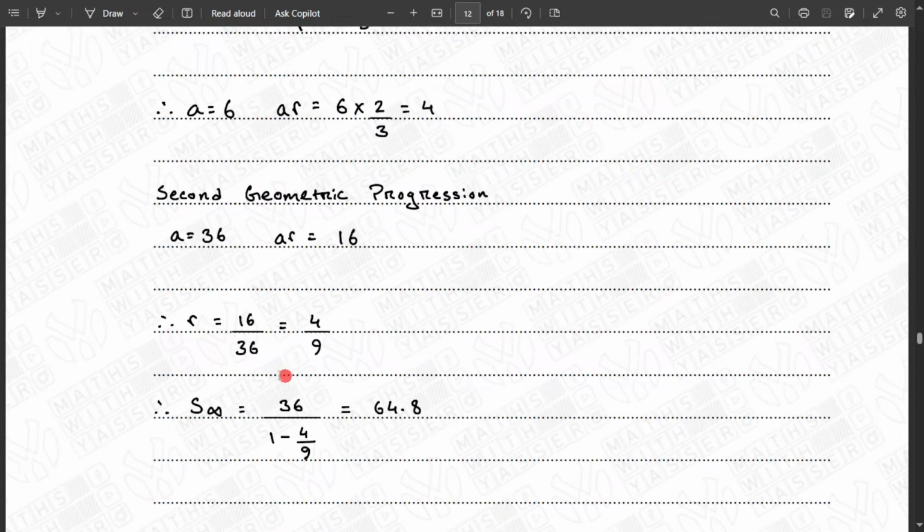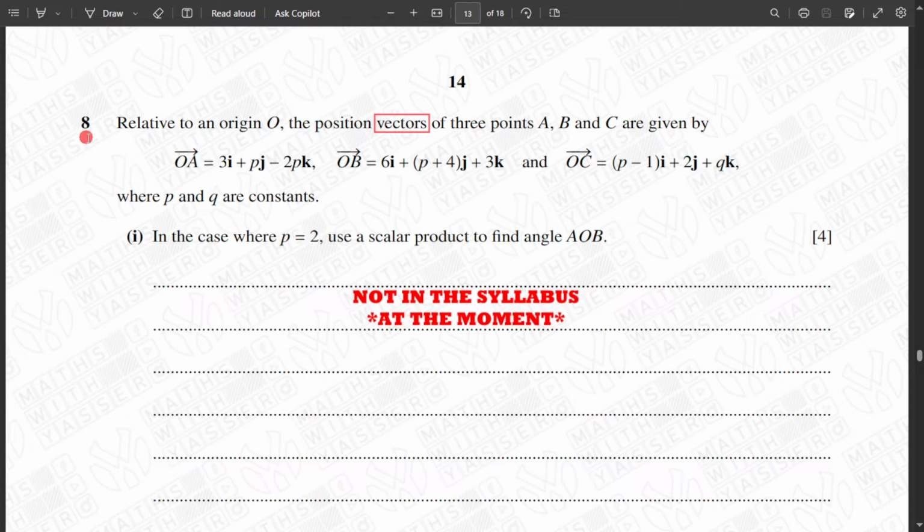So let's find the common ratio. The common ratio is the next term divided by the previous term. The next term is 16 and the previous term is 36, so that will give us 4 over 9. So the sum to infinity should be a by 1 minus r, where a in this second geometric progression is 36 and the common ratio is 4/9. So that will be 64.8.